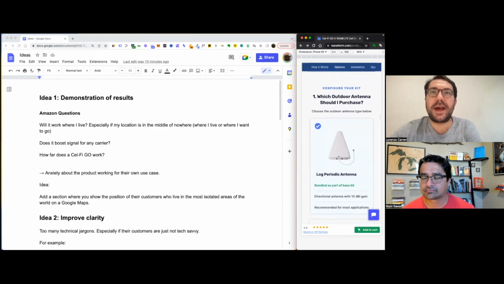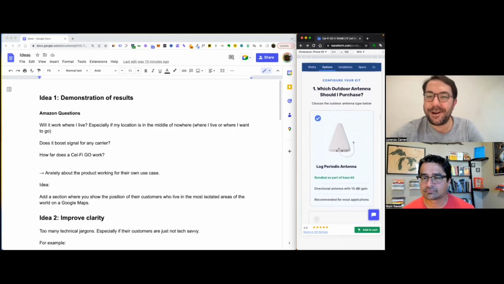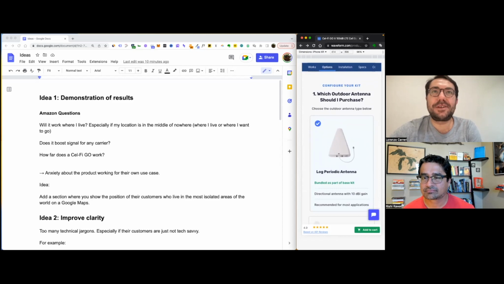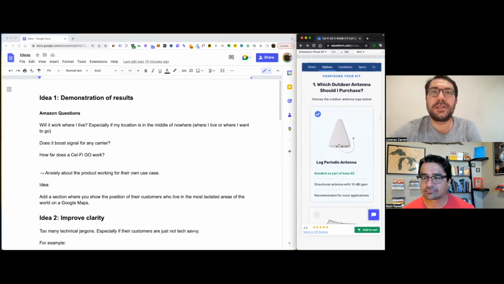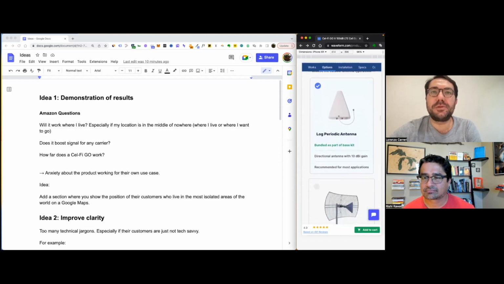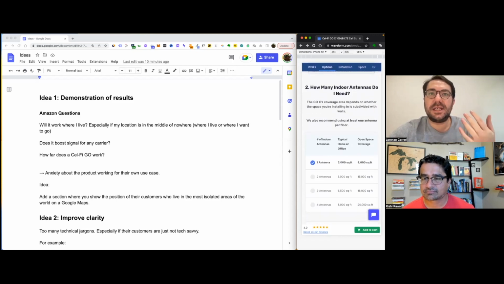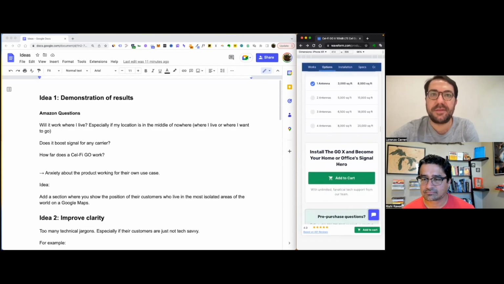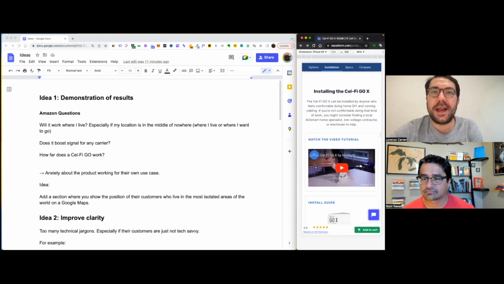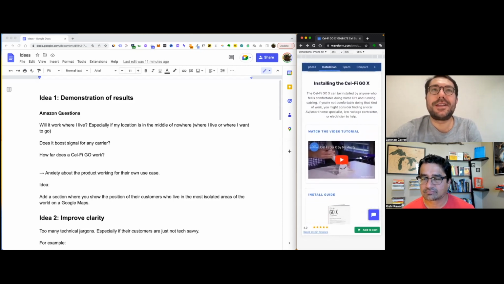Then they have, again, a very, very long page. They have this configurator where they can pick and choose the right type of antenna and how many antennas they need based on where they live and so on. And then again, it goes more down.